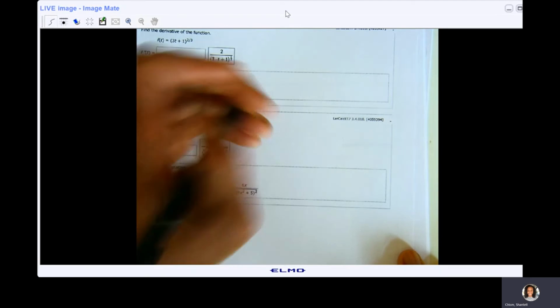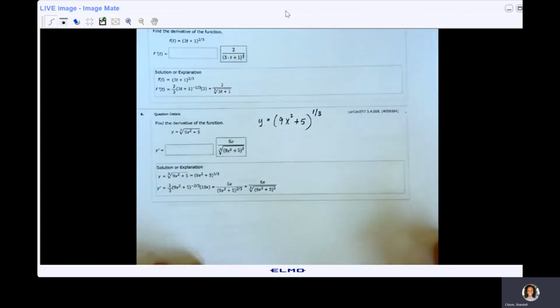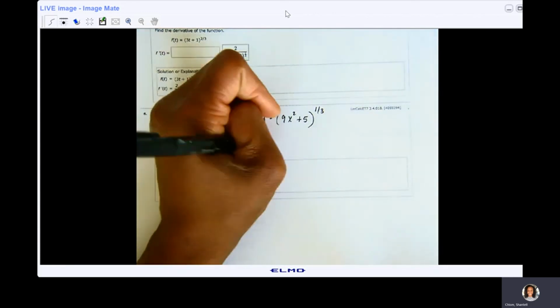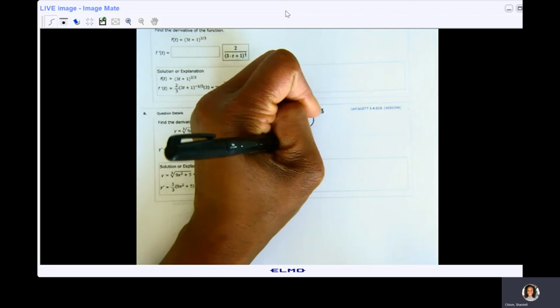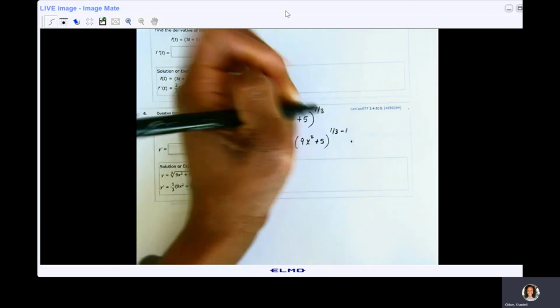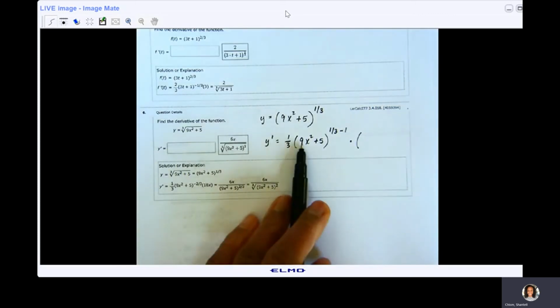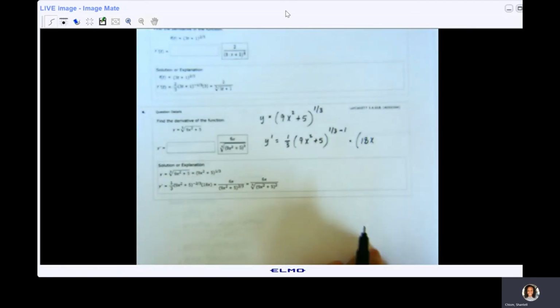That one's similar. You would first write y with a rational exponent, the exterior function. So you got 9x squared plus 5, and then that's raised to the 1/3 power. So you would take the outer derivative first, bring it down, keeping the inside the same, lowering that exponent by 1, and then saying times the derivative of the inside. Derivative of 9x squared is 18x. Derivative of 5 is just 0.